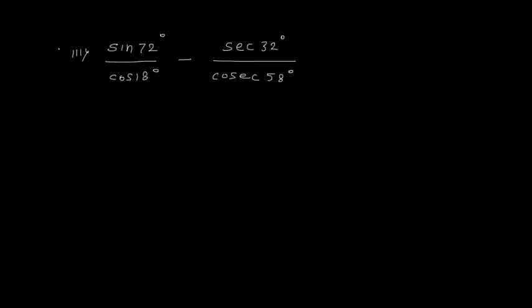Now, sin 72 degree upon cos 18 degree minus sec 32 upon cosec 58. Again, you convert this sine into cos. It is cos 18 upon cos 18, which is 1. This is sec 32 and this is cosec 58. You change this sec into cosec, you will get cosec 58. So cosec 58 upon cosec 58 is 1. So this is 1 minus 1, you will get 0 as the answer.